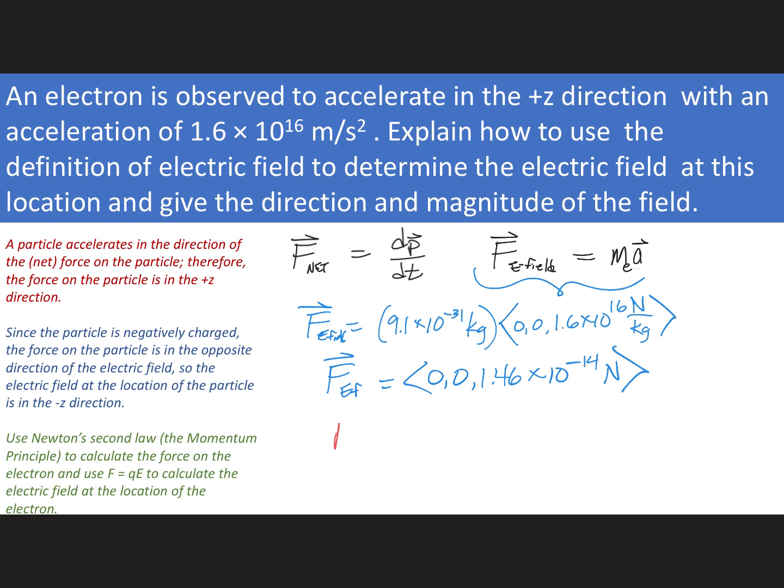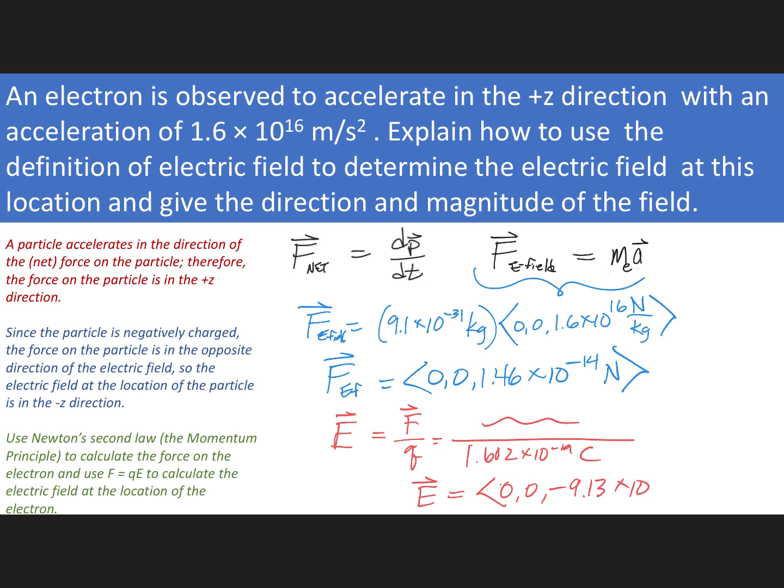All right. So now we have that E field force, and so we can take the definition of an electric field, which is force per unit charge. And since we're still dealing with vectors, we'll do that. And I'll just squiggle that for what's right above it. And that charge is an electron, so 1.602 times 10 to the minus 19 coulombs. And that means that our electric field in the final analysis is just 0, 0, and negative 9.13 times 10 to the 4th newtons per coulomb.